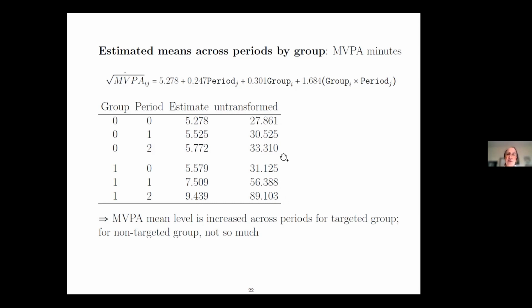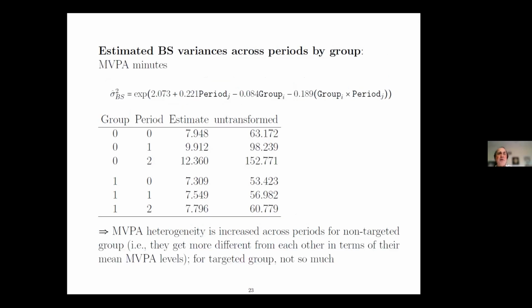What you see is that for the non-targeted group, they're pretty flat across time. For the targeted group, in terms of the mean level of physical activity, they increase quite a lot. So the MVPA mean level is increased across periods for the targeted group, and for the non-targeted group, not so much. Well, I can do the same thing for the variances.